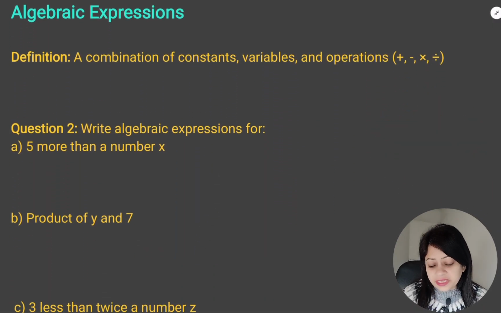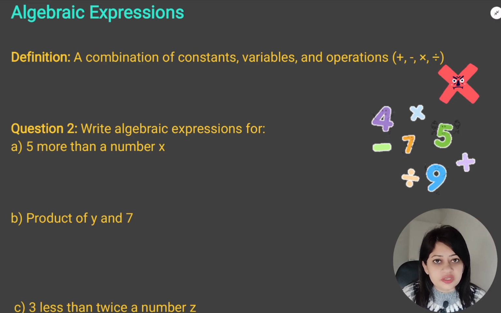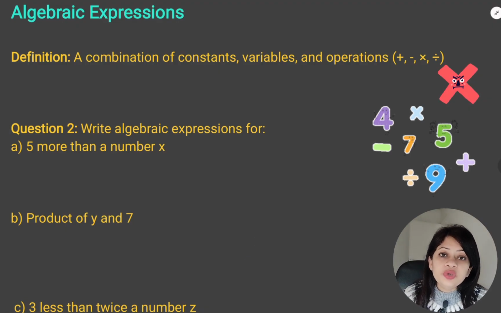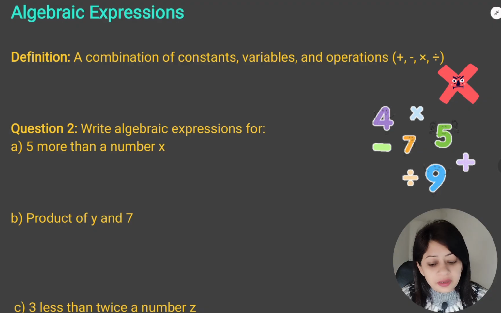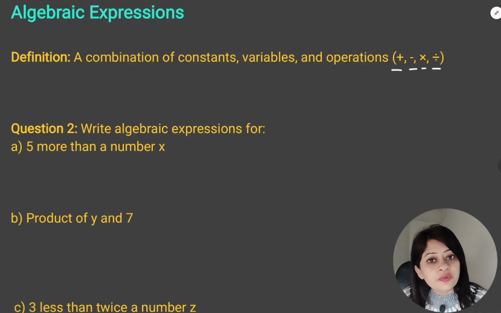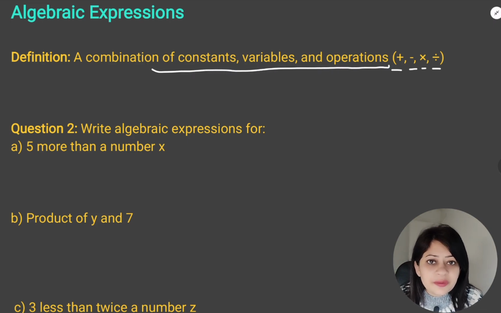Okay, after this we have algebraic expressions. You say algebraic expressions or you say polynomials. Okay, first of all I will start with algebraic expressions only. Okay, in algebra as well you use the same symbols like you use in arithmetic: plus, minus, multiply, division. Like you add constants in arithmetic, algebra as well uses these symbols only for addition, subtraction, multiplication and division. Okay, so a combination of constants, variables and operations is known as an algebraic expression.